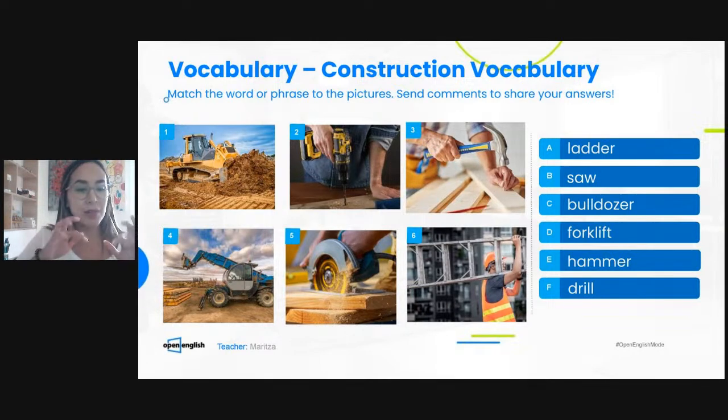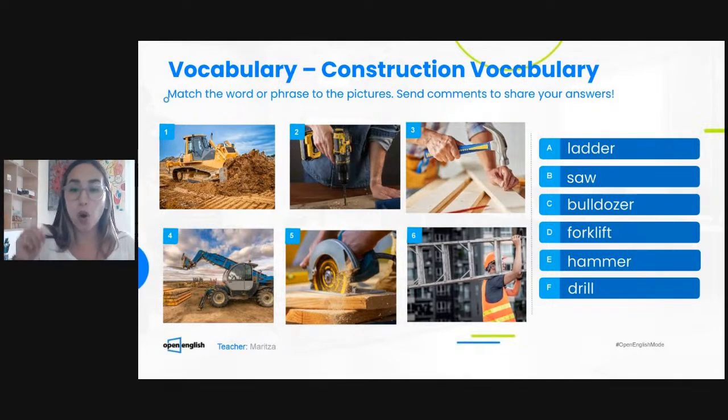All right, so tell me in the comments. Match the words on the right with the picture on the left. What picture shows a ladder? Or what picture shows a saw? All right, is this class starting? Yes, we are just getting started. You are just in time. So, ladder, saw, bulldozer, forklift, hammer, drill.